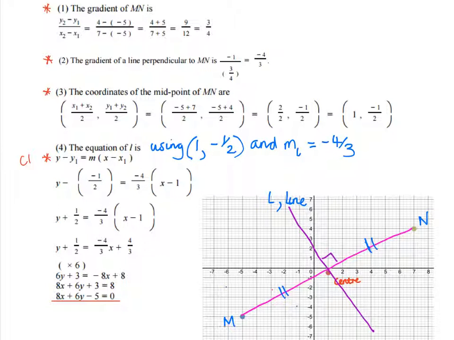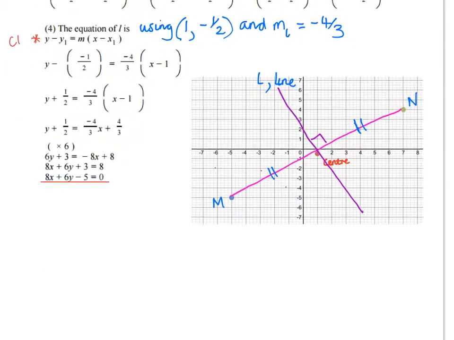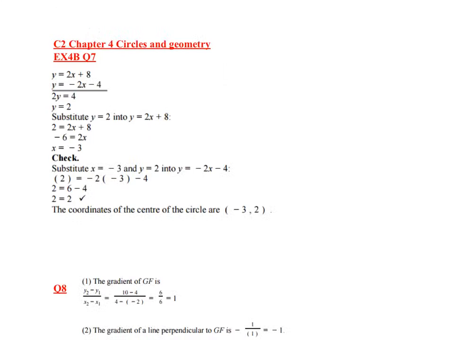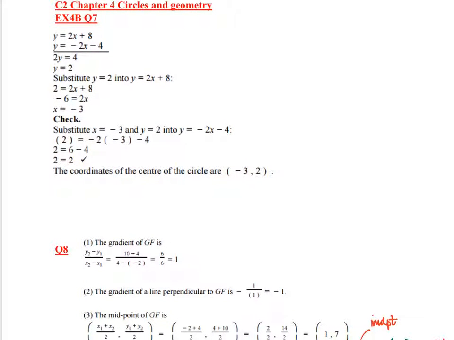Right, moving on to question 7. We have AB and CD are chords, and they're perpendicular bisectors. We want the centre of the circle, so that's based on the last example that we did, and we got the centre to be minus 3, 2.